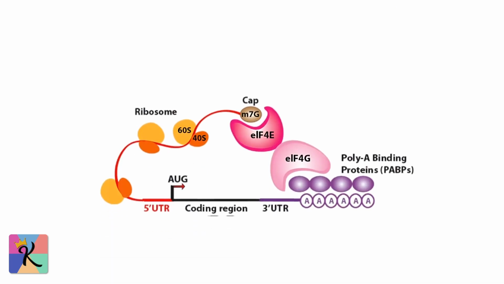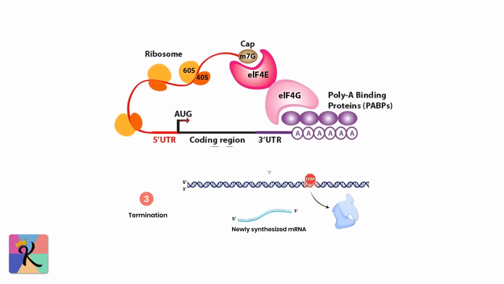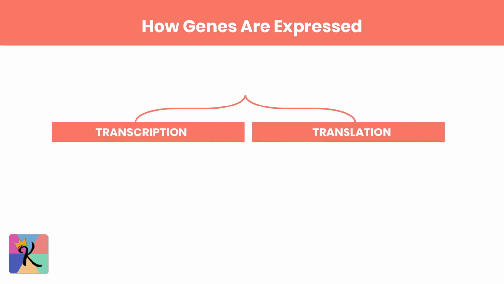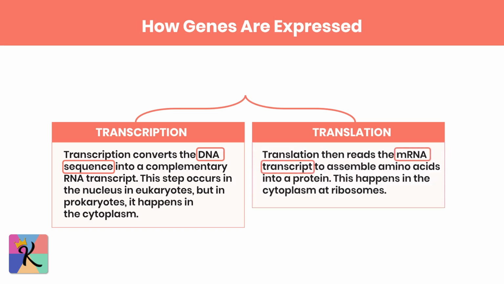Surrounding the ORF are untranslated regions, UTRs, at both ends. The 5' UTR regulates translation initiation, while the 3' UTR can influence mRNA stability and localization. Finally, transcription ends at the termination signal, signaling RNA polymerase to disengage. The process of gene expression involves two major steps: transcription and translation. Transcription converts the DNA sequence into a complementary RNA transcript. This step occurs in the nucleus in eukaryotes, but in prokaryotes it happens in the cytoplasm. Translation then reads the mRNA transcript to assemble amino acids into a protein. This happens in the cytoplasm at ribosomes.